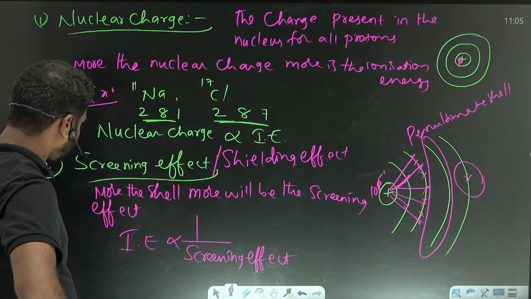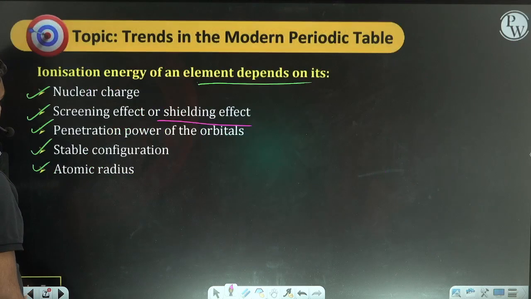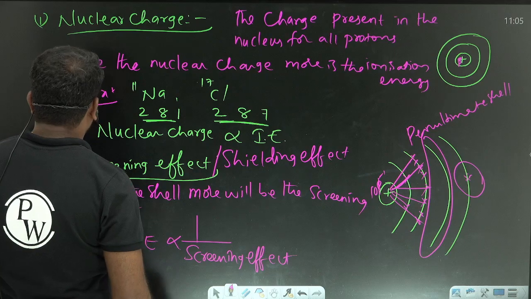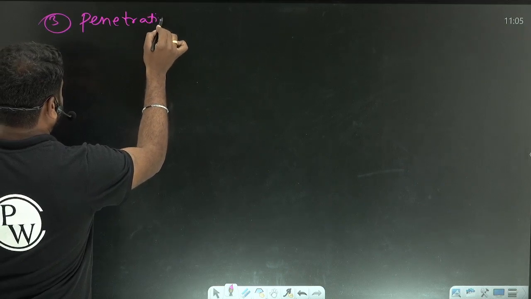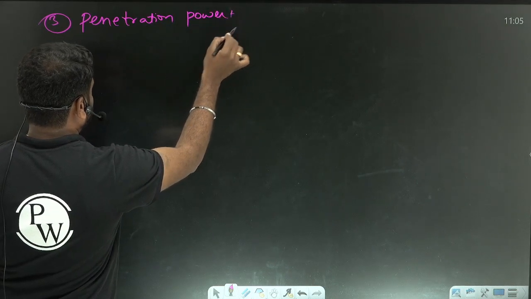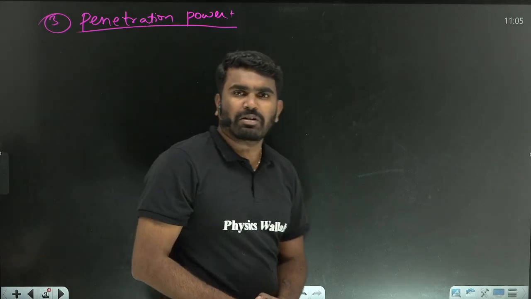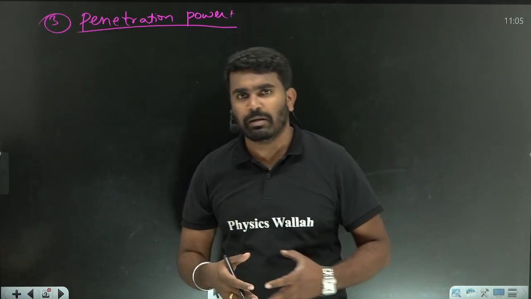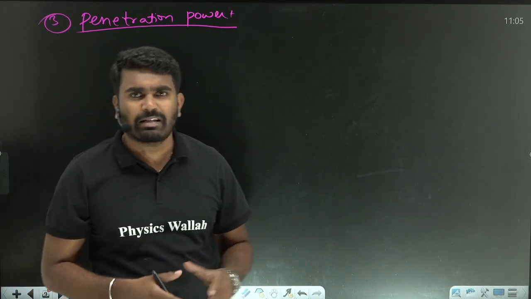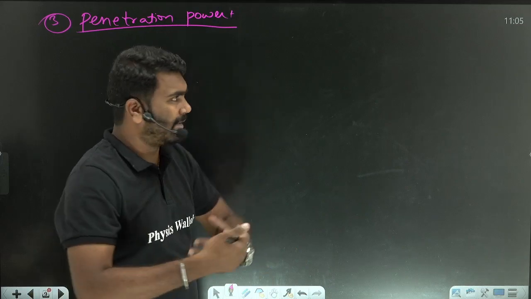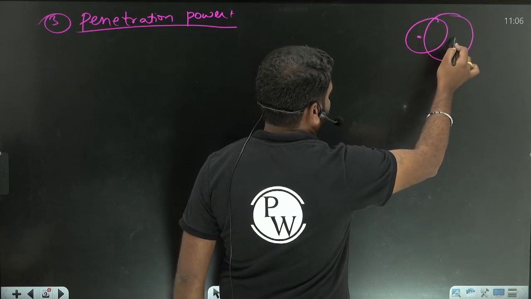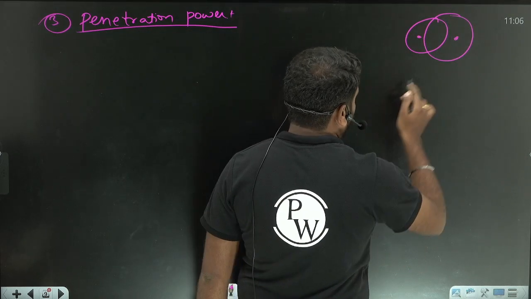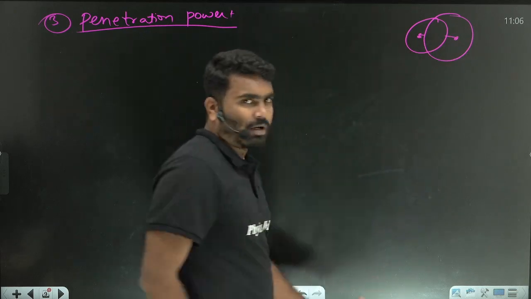Next, the third one is penetration power. Penetration power is nothing but overlapping of orbitals. Generally, s orbitals have more overlapping. Because overlapping is more, the attraction between the nucleus and the electrons is reduced, so penetration power will be higher.